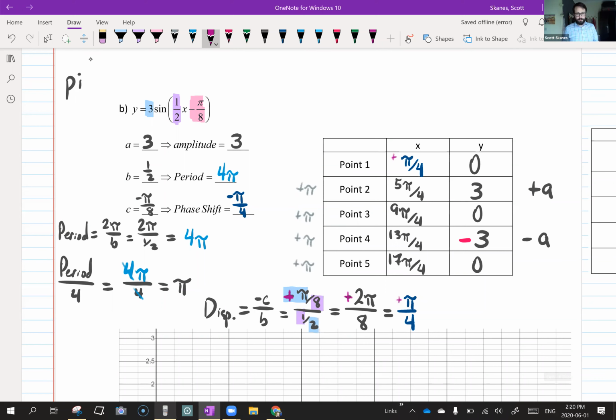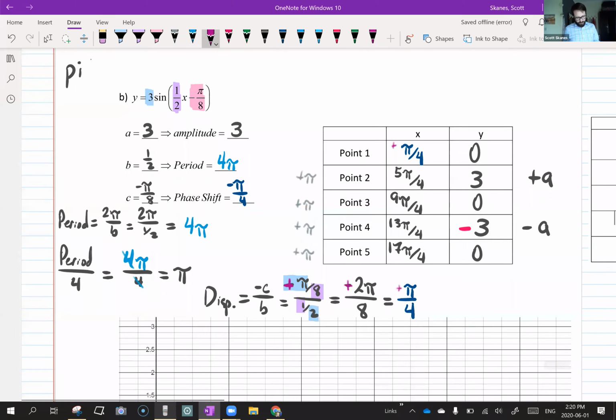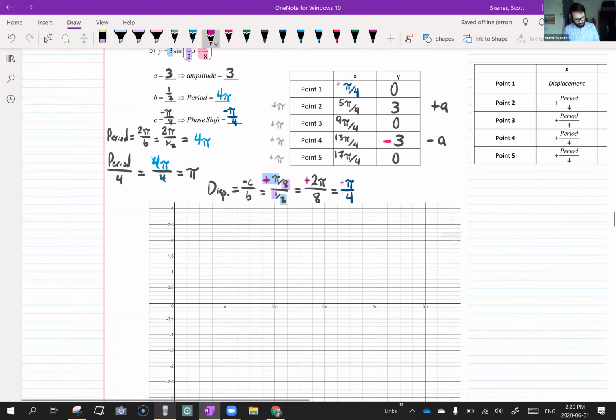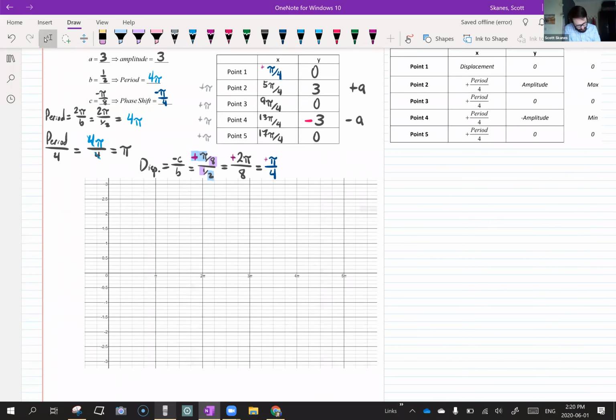Other than that, I think we've pretty much got it. We've got all the points. Let's just sketch it. I'll do it a slightly different way this time, just for funsies. I'll show you it's a shortcut. It'll end up being the same answer. Let's graph our first point. Where's pi over 4?